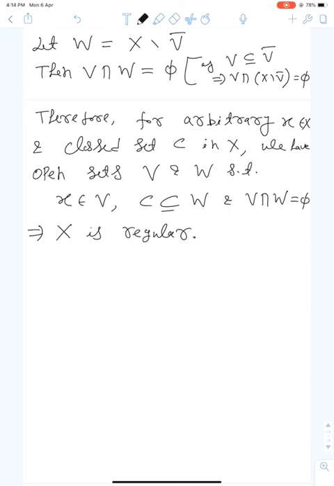So this is one of the main theorems. We will use this theorem again and again to prove some results. So this is for today only. In the next lecture, I shall continue with this. So we stop here.